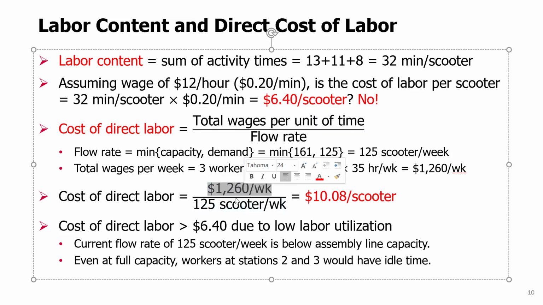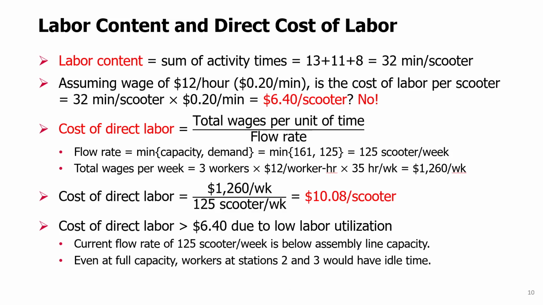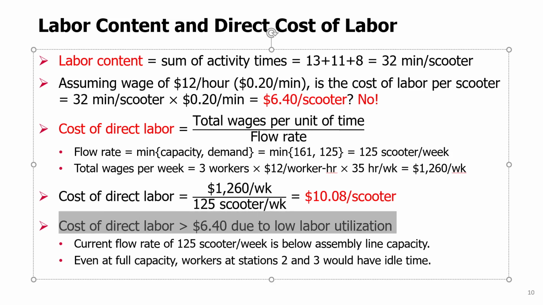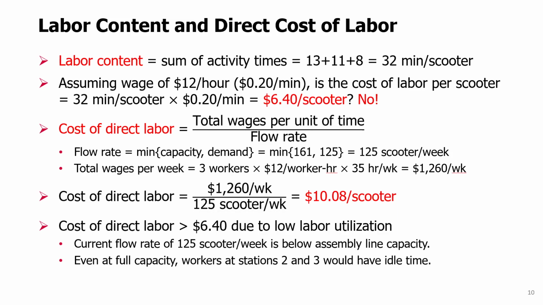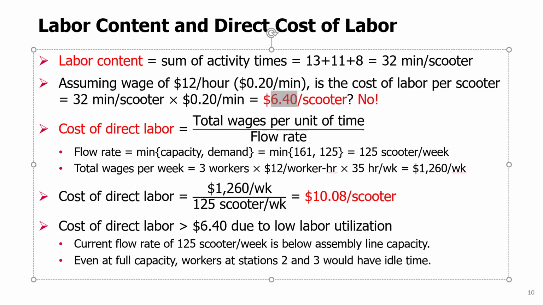Let's divide the wages per week by the flow rate per week. Notice this is both per week and per week, so we can remove it from the calculation, and we are left with dollars per scooter. We get $10.80 per scooter. So why is the cost of direct labor more than $6.40? Why is it so much more?